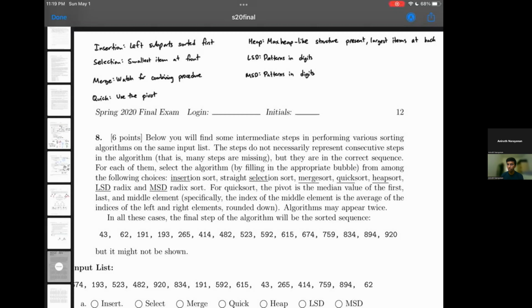So for insertion, we can think of it as like we have some parts that are being sorted, and then we keep adding things to that sorted thing, and it keeps growing in size. Selection is that we just keep taking the smallest item and then we put it at the front. Heap is actually kind of the opposite, right? We have the largest items in the back, because we're keeping that max heap-like structure. Merge, we're going to go ahead and watch out for that combining procedure.